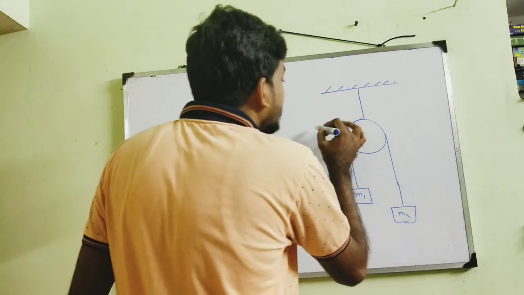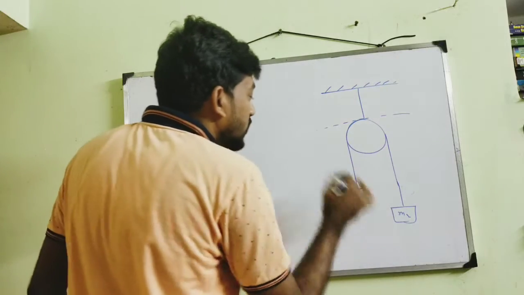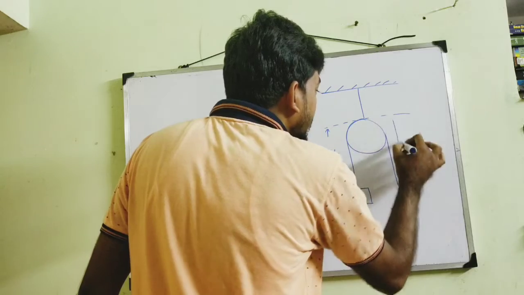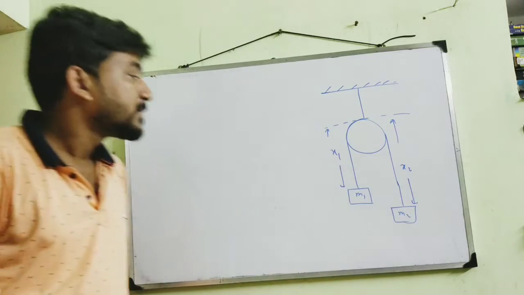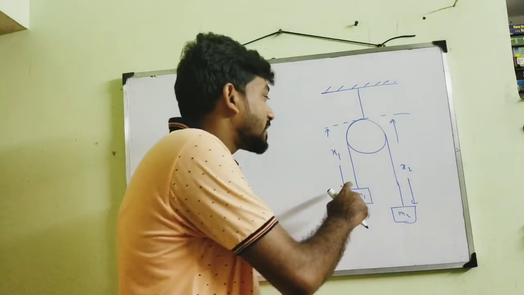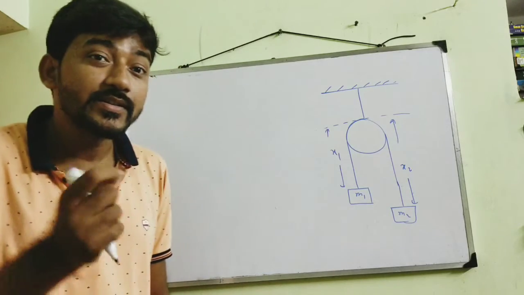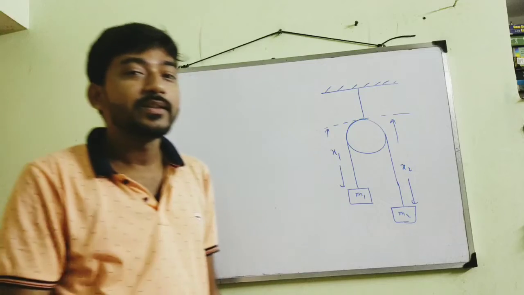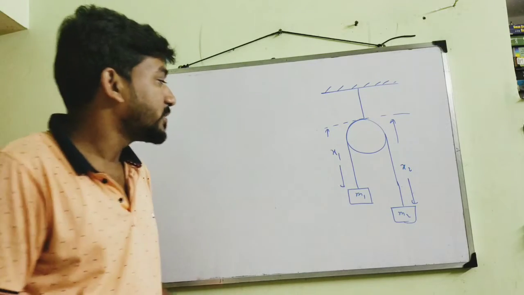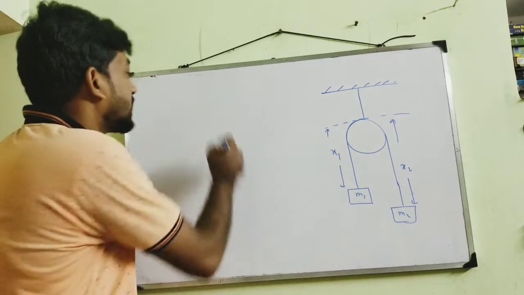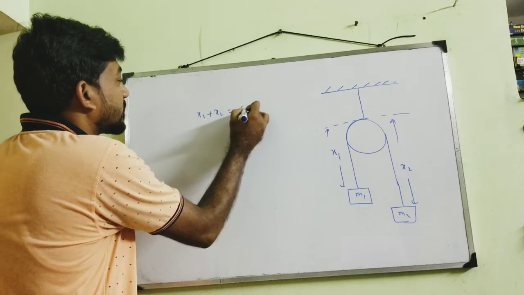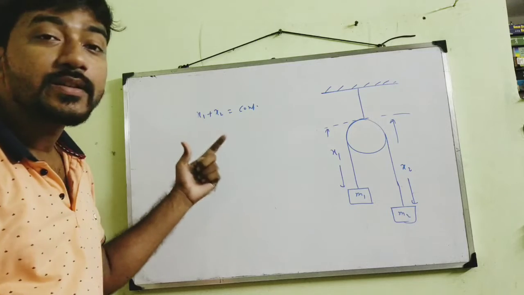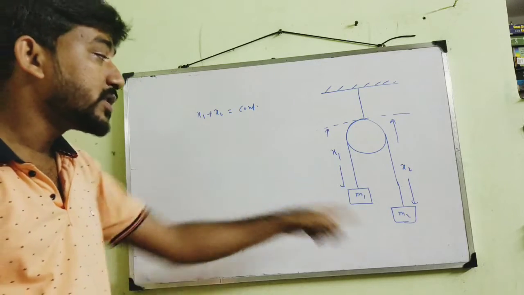So if we take a reference line over here, and the position of mass m1, let me take it as x1, and the position of mass m2, let me take it as x2. Okay. Now, as the string is inextensible, this is the constraint condition, this is the restriction. Constraint means actually restriction, and here the restriction is that the string is inextensible, that is, the length of the string is fixed. So if the length of the string is fixed, then we can write x1 plus x2 equals constant. This is actually the constraint equation, and this equation gives me the relation between the positions of these two masses.